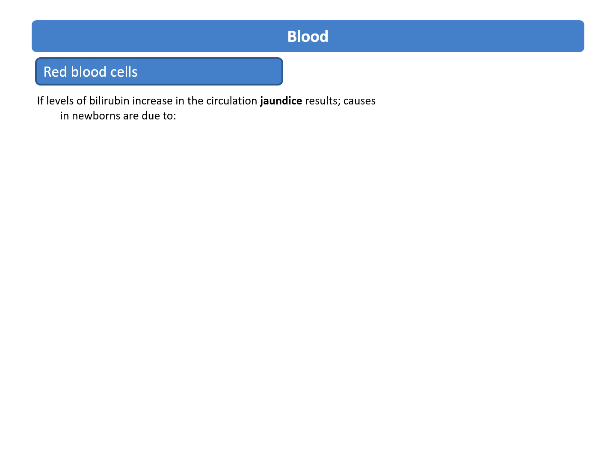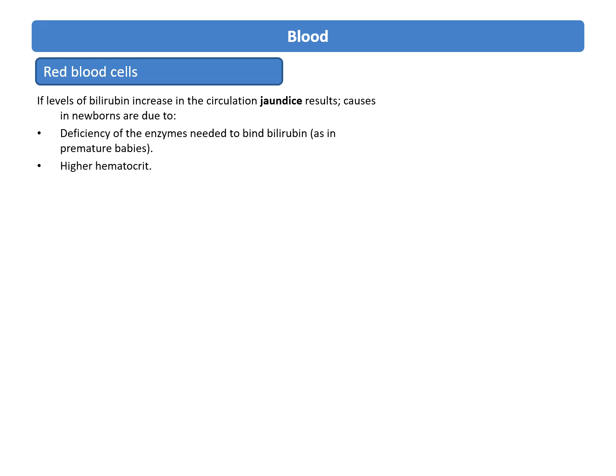If levels of bilirubin increase in the circulation, jaundice results. Now, jaundice is often referred to as yellow jaundice, but that's a redundant term because jaundice means yellow, so we don't call it yellow. The causes of jaundice in newborns include a deficiency of the enzymes needed to bind bilirubin to the proteins. Premature babies may lack these enzymes.